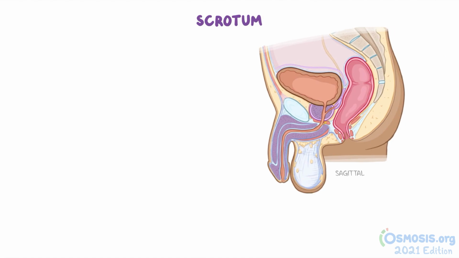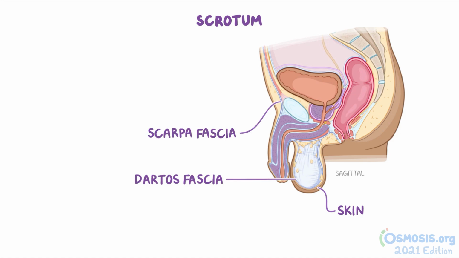Now, let's make our way down to the scrotum, which is made up of 2 main layers, the skin and the dartos fascia. The dartos fascia is continuous anteriorly with the subcutaneous tissue of the abdomen called the Scarpa fascia, and posteriorly with the subcutaneous tissue of the perineum, or Colles fascia.